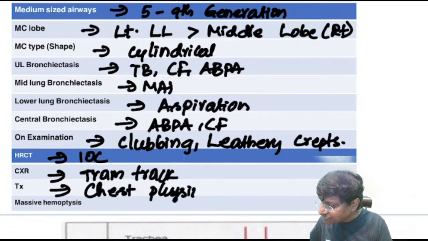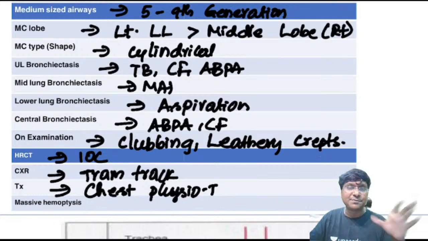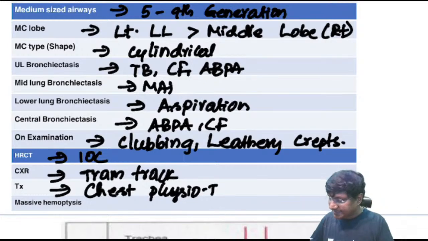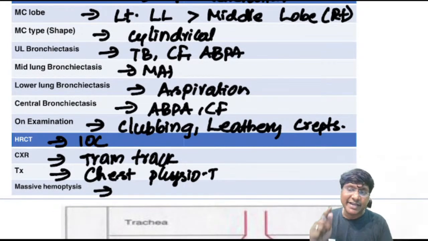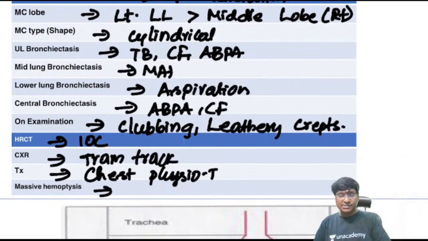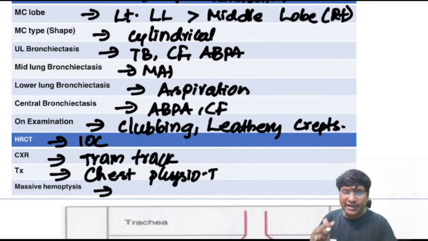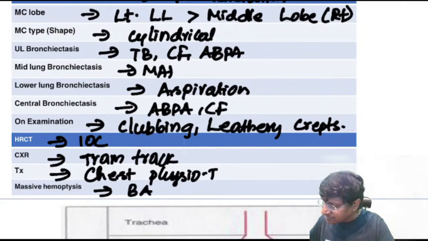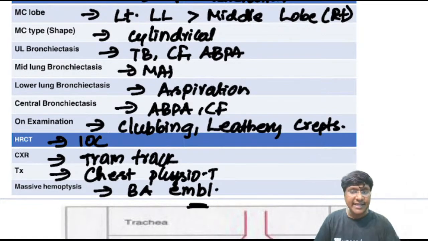When you do the chest physiotherapy, you will see that the entire sputum is expectorated out. Then, coming to one of the very important complications in bronchiectasis, that is massive hemoptysis. Whenever there is massive hemoptysis, the treatment that you will do is bronchial artery embolization. Okay.